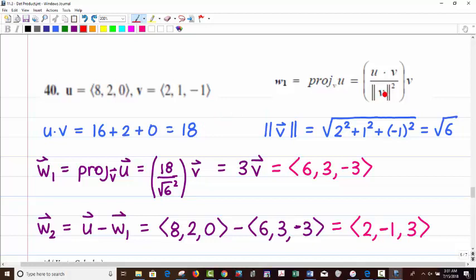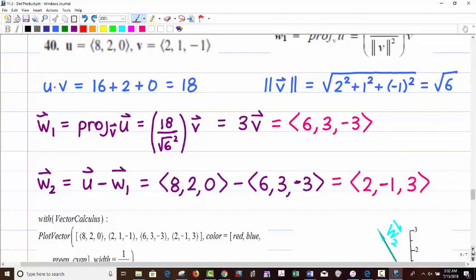And here we only need the magnitude of v. So it's 2 squared plus 1 squared plus 1 squared plus negative 1 squared, which is the square root of 6. So W1, which is the projection of u onto v, will be that dot product 18 divided by the square root of 6 squared. This just happens to be a whole number, but don't always expect that. It's quite often a fraction. So it just ends up being 18 over 6, so it's 3 times vector v. So it's 3 times 2, 1, negative 1, which gives us 6, 3, negative 3.